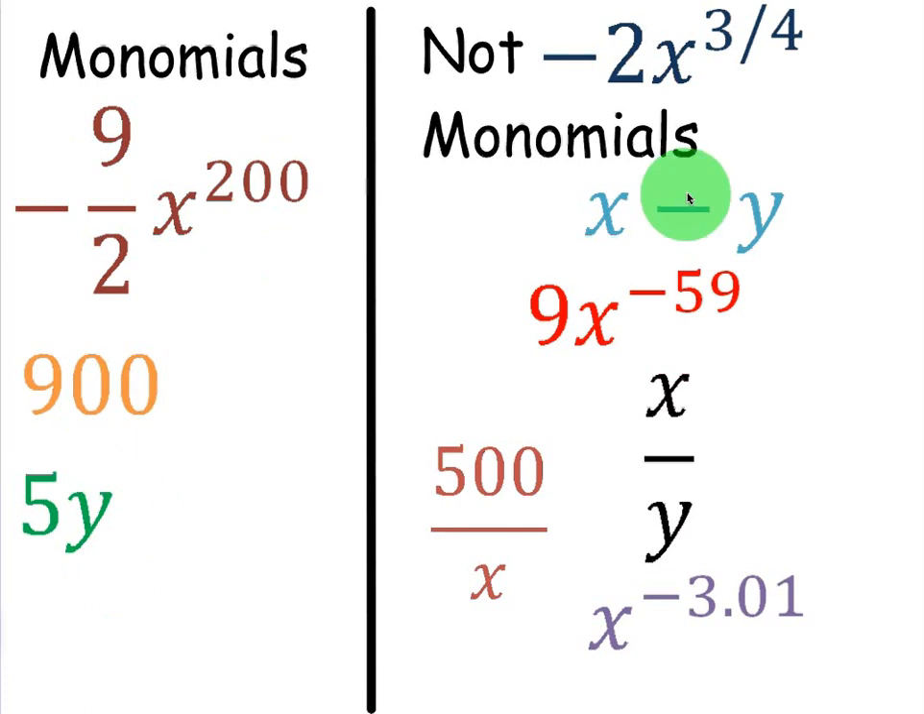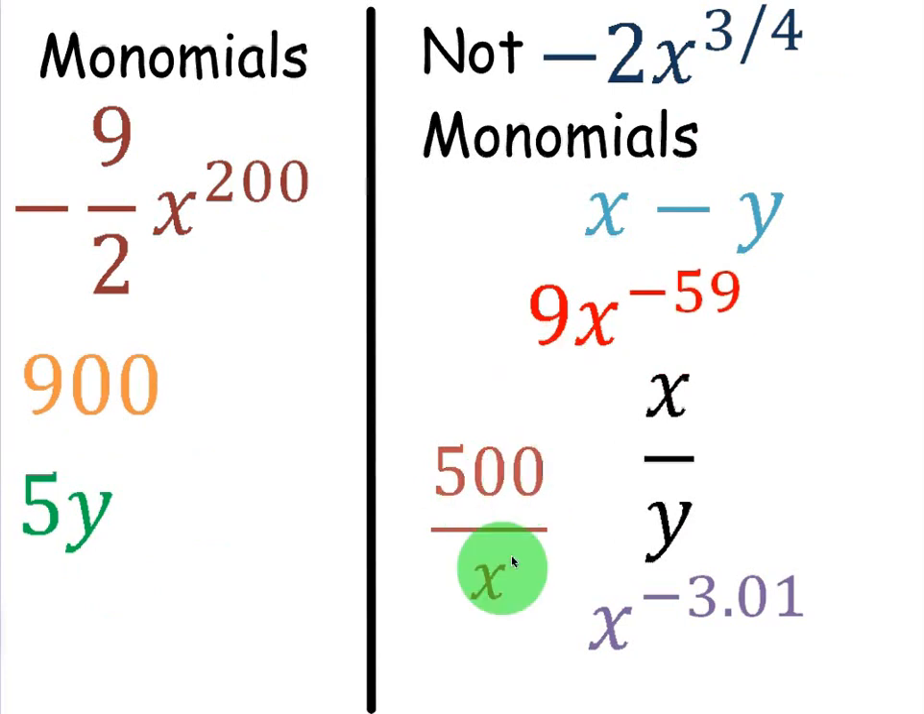That leads us to these that are not monomials. This one right here, not a monomial because of the 3/4. That is a fractional exponent. That's not a whole number. x minus y is not a monomial. It's two different terms. x is a monomial and y is a monomial. When you subtract them, they become two monomials, which we'll talk about later. That's called a binomial. 9x to the negative 59, not a monomial because the exponent is a negative number. It's not a whole number.